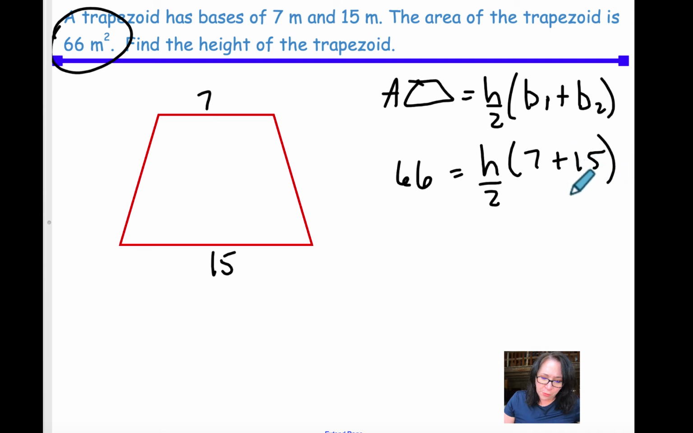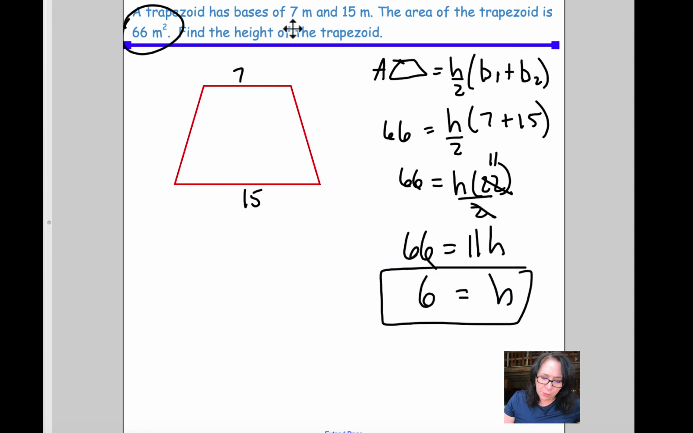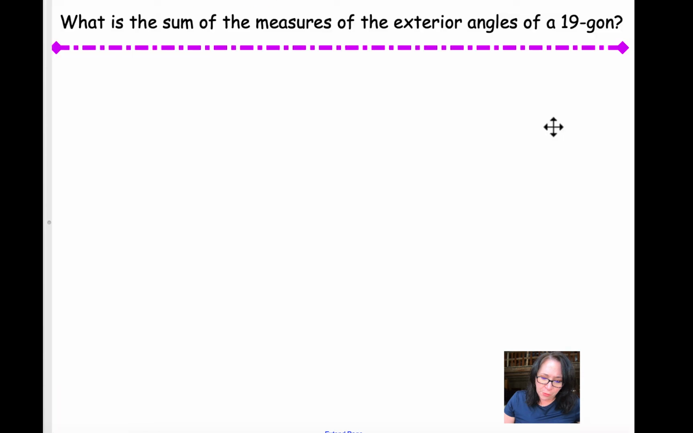So I'm going to go, 7 add 15, of course, is 22. I'm going to take half of 22. So I've got my height times 22 divided by 2 equals 66. So dividing this here, I get 11. So 11 times my height is equal to 66. So h, my height, is equal to 6. And that's just 6 units. Find the height of the trapezoid. We're good.